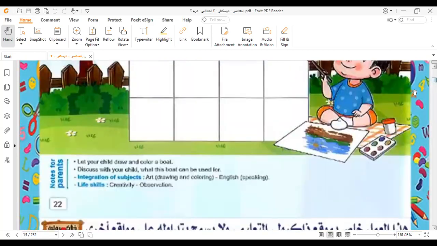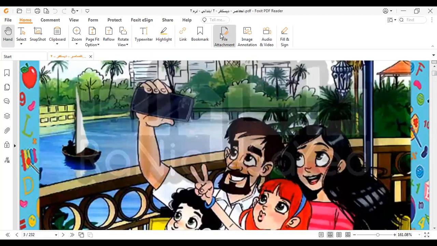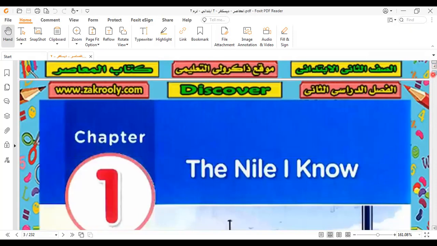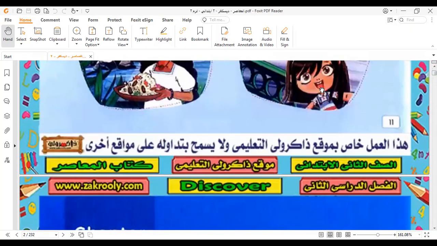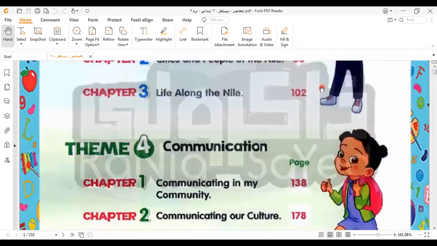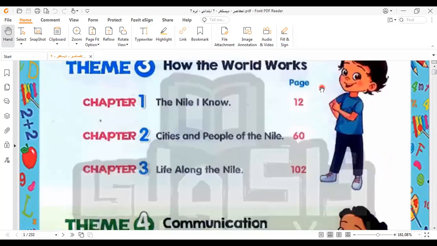Today we are going to start our first unit in your book Discover. Today our lesson is about the Nile I know. This term, our book consists of two themes.